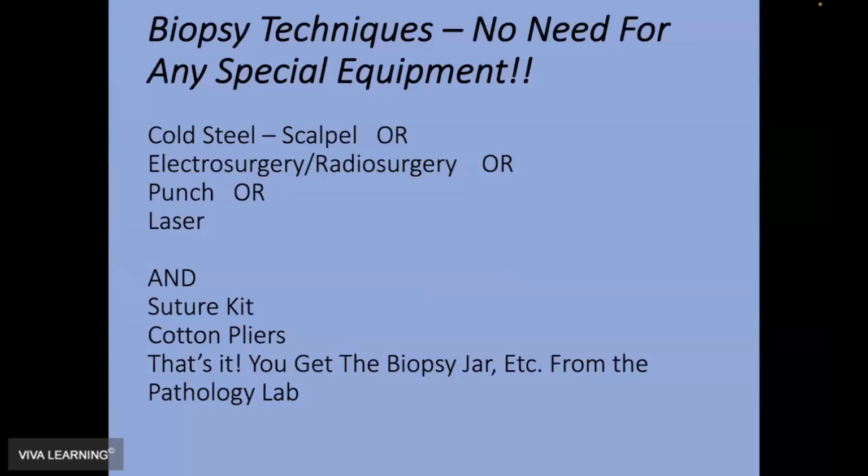So biopsy techniques. Once again, no need for any special equipment. You can use cold steel, a plain old scalpel, a 15 blade, or if you have electrosurgery or radiosurgery in your office, that's fine. Or a punch. Plenty of dentists perform punch biopsies, or a laser. What else do you need? A suture kit. Anything to hold a needle and any type of suture material and cotton pliers, and that's it. Everything else you get from the pathology lab: the biopsy jar, the biopsy requisition slip, the FedEx label, and on and on.